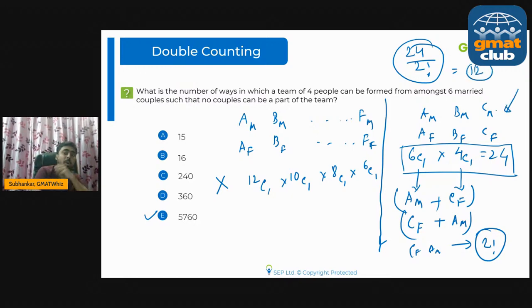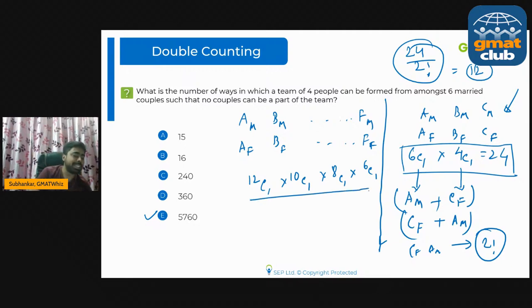Okay. So why do I divide it by 2 factorial? Because AM and CF, two people are selected. They can arrange among themselves in 2 factorial ways. So every counting is basically getting multiplied by a factor of 2 factorial, because whatever their arrangement is, it is getting into my calculation. Let me explain this with the previous actual question. So you understand there is a multiple counting happening here, right?